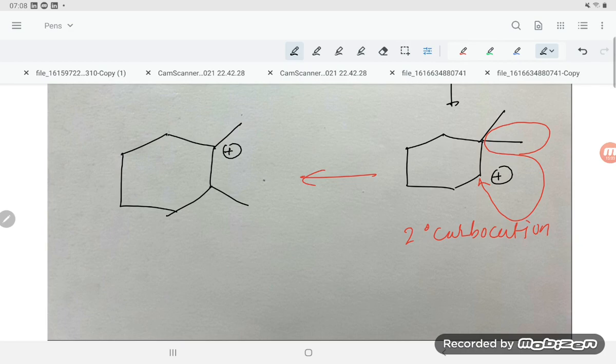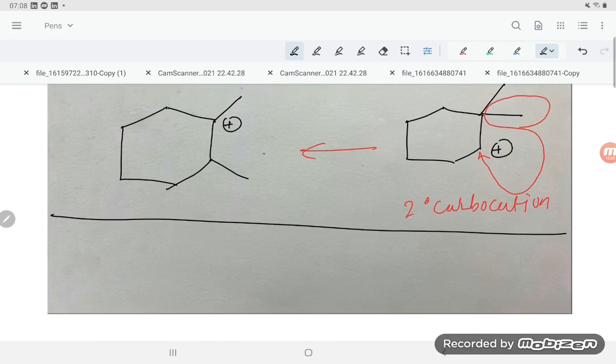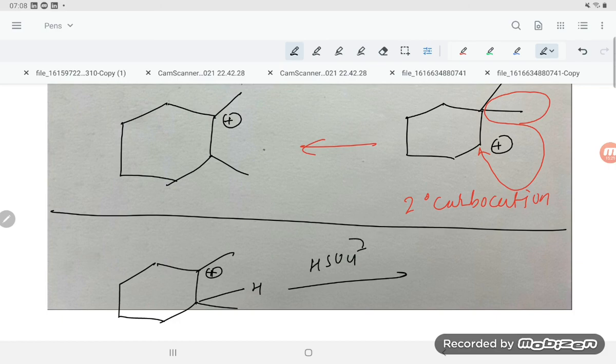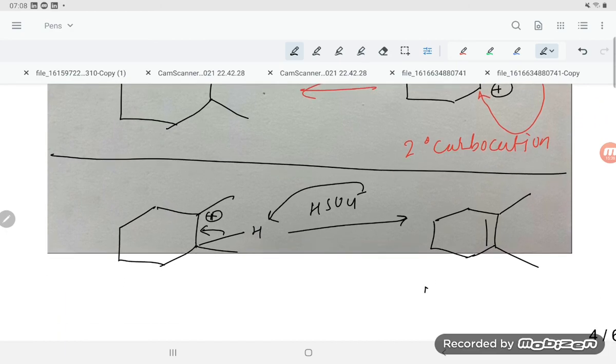Dear students, what can we do? Now we have to do the deprotonation. Two products are possible for deprotonation. See, this is the positive charge, and here is hydrogen also, so HSO4 minus can absorb this proton, and the double bond will form here. So this product is the major product, student. Why am I saying major product? Because the number of alpha hydrogens increases, or there are more alkyl groups. So this is the major product.